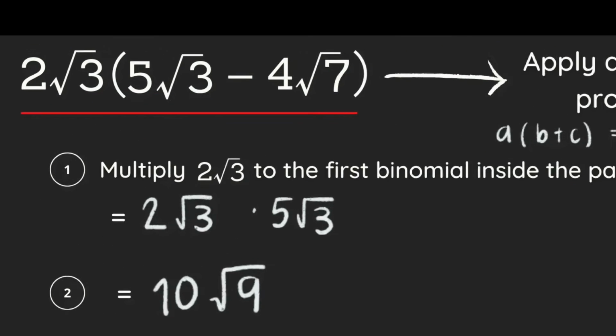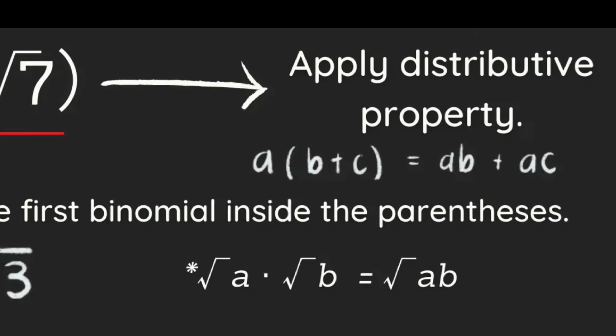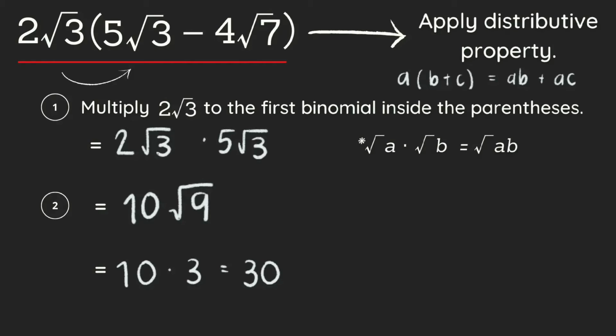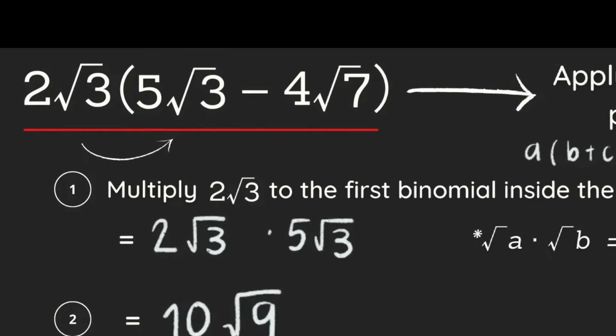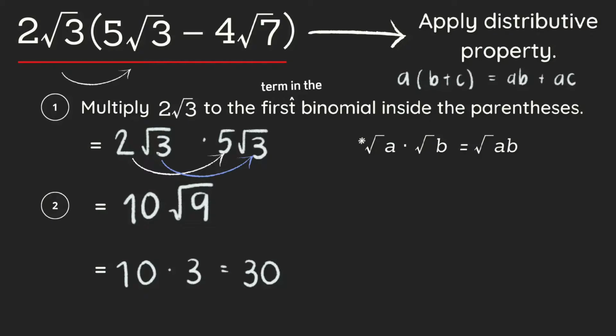Moving on to the next expression, 2 square root of 3 times the quantity of 5 square root of 3 minus 4 square root of 7. We will be using distributive property in this equation, which states that a times the quantity b plus c is equal to ab plus ac. If we apply that to our problem, we shall distribute 2 square root of 3 to the binomial inside the parentheses.